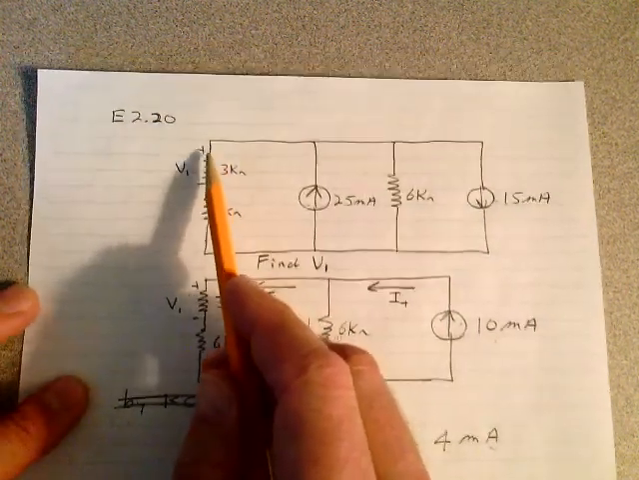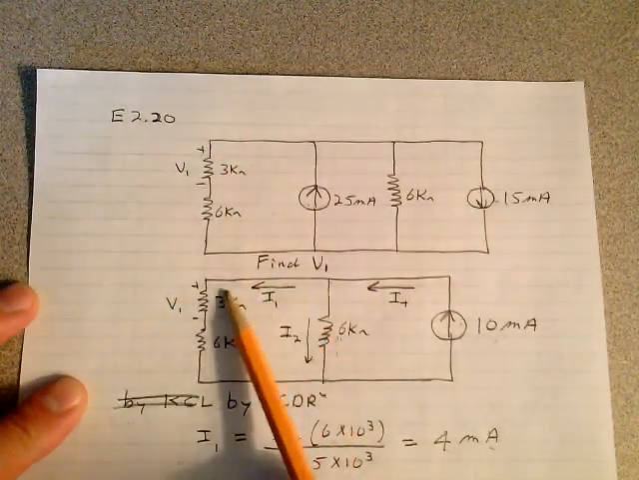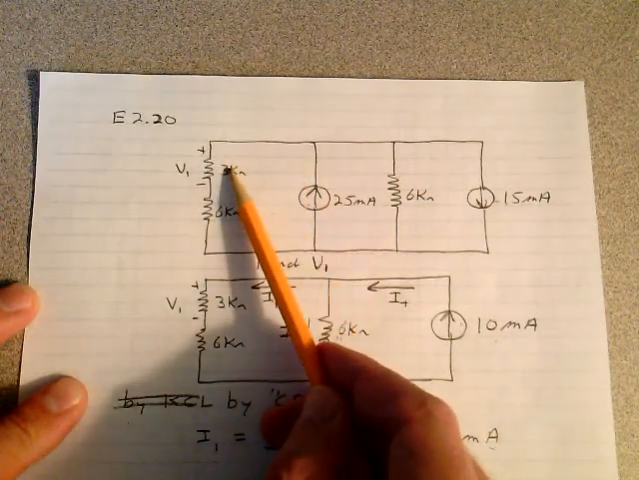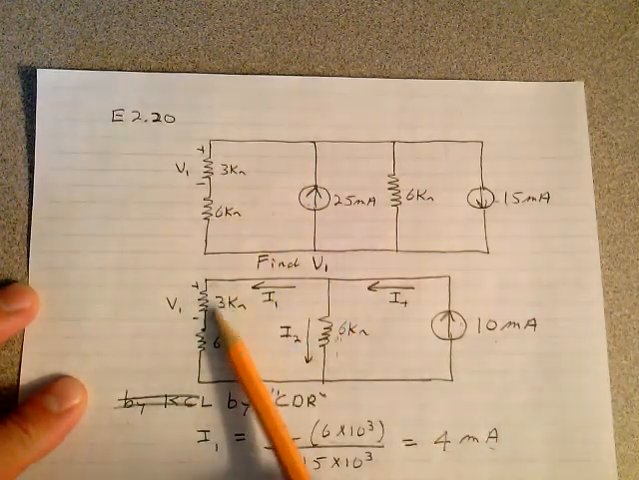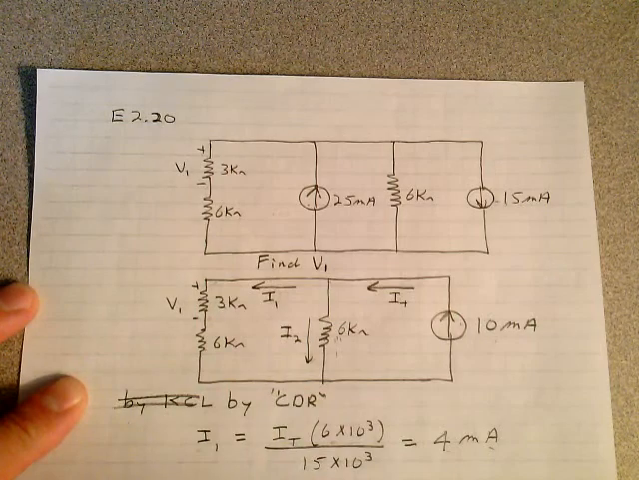Once you know 4 milliamps is flowing through this part of the circuit, the 3K and the 6K, Ohm's law tells you that voltage V1 is 12 volts.